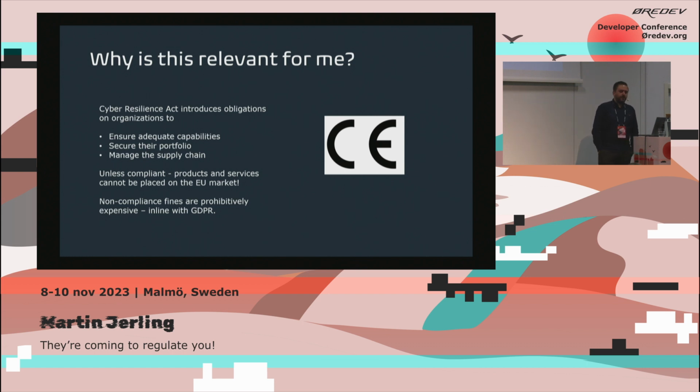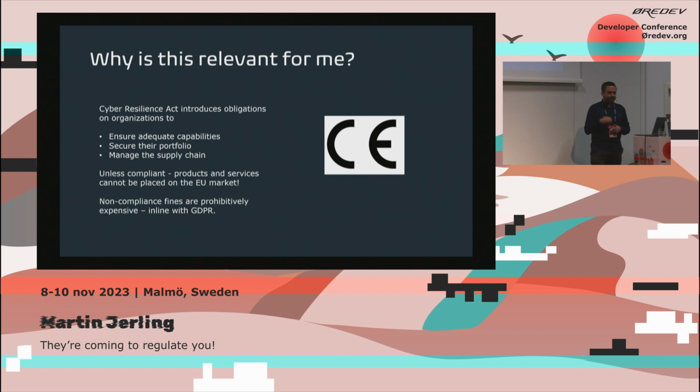Also, make sure that you understand your portfolio. You have a current state. You need to get over to a compliant state. So prioritize the portfolio, prioritize your actions here. And also look through your supply chain here. Unless you are compliant, you can't put products with digital elements on the European market. Simple as that.